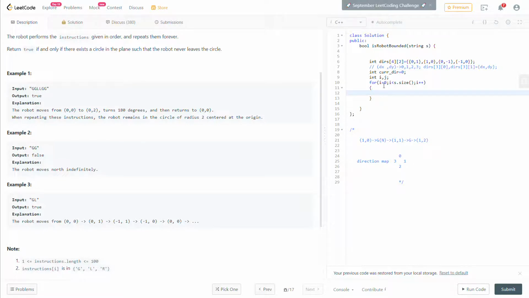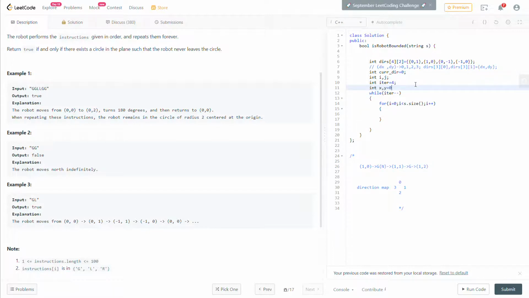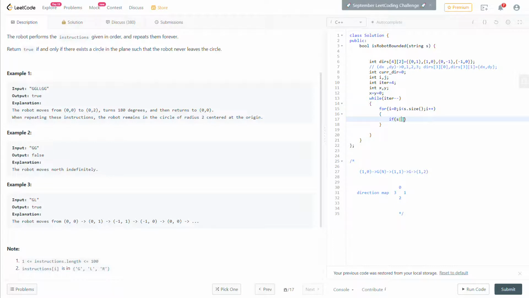Now what did I say? I said if we iterate 4 times, it is enough to determine whether there is a cycle or not. So I am writing a while loop to iterate over the given instruction string 4 times, and that would suffice. Taking the xy coordinates of the robot, I'm setting them to 0. If the instruction si, the character at the ith position, is g, that means you have to move forward in the direction you are present.